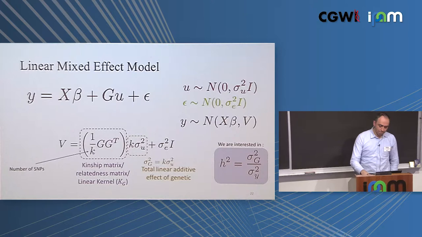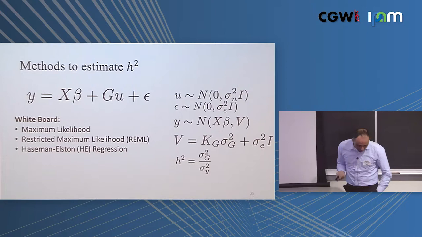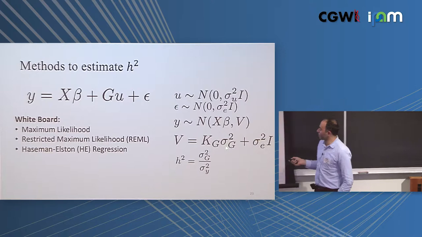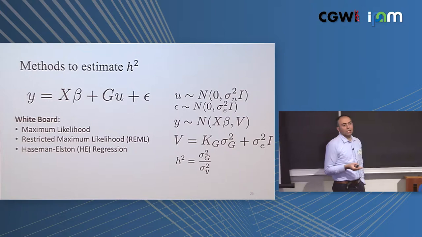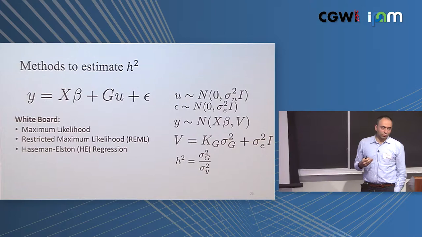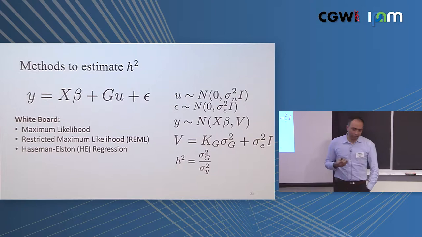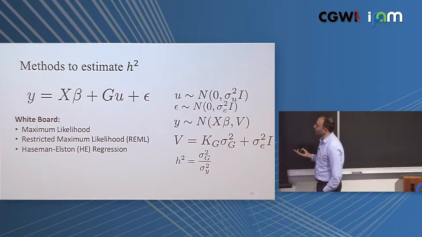Well, what are the methods to estimate this? Because at the end of the day you only have two parameters, it's very natural to think that we can use maximum likelihood estimation. But because you are interested in estimating the variance, maximum likelihood estimation would be biased. So instead, people use restricted maximum likelihood estimation. Another approach is the so-called Haseman-Elston regression, which is a method of moments. I'm going to go very briefly over these two.